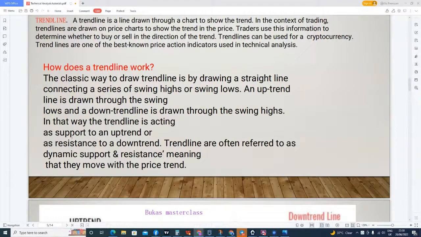Now the next thing to note here is a support to an uptrend or a resistance to a downtrend. Trend lines are often referred to as dynamic support and resistance, meaning they move with the price trend. The good thing about a trend line is that once you are able to draw an accurate trend line, it will help you so well. You can see the example that I just showed you.